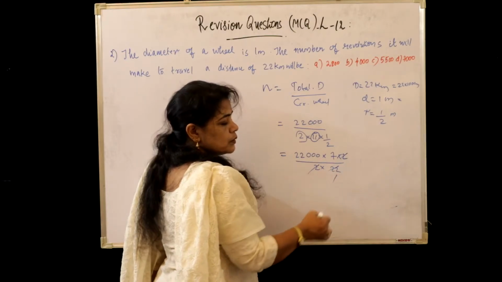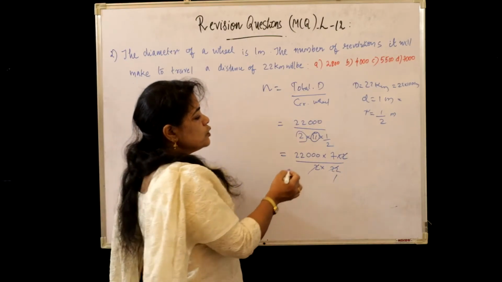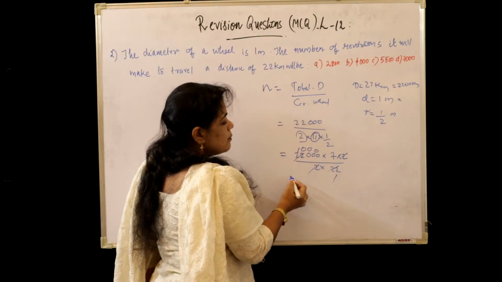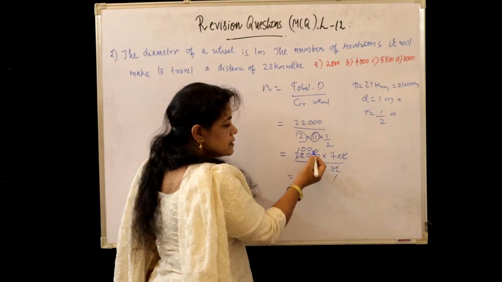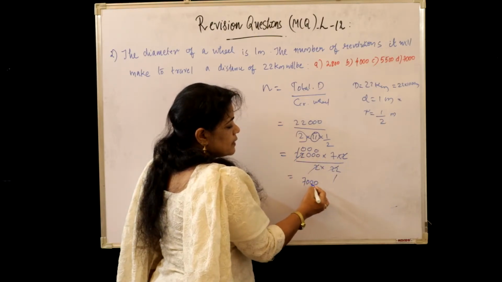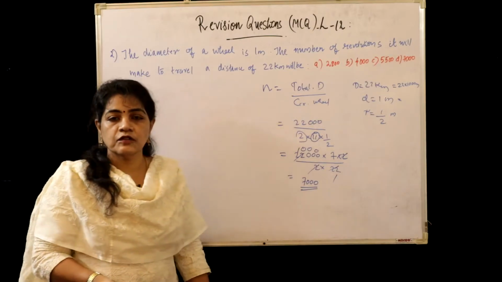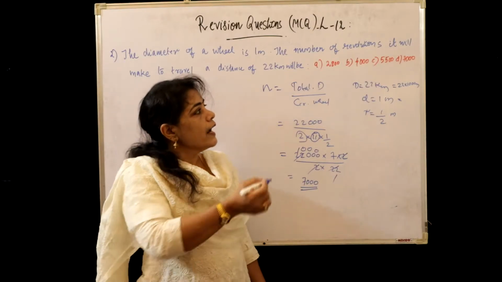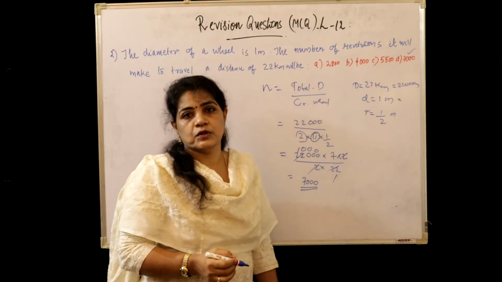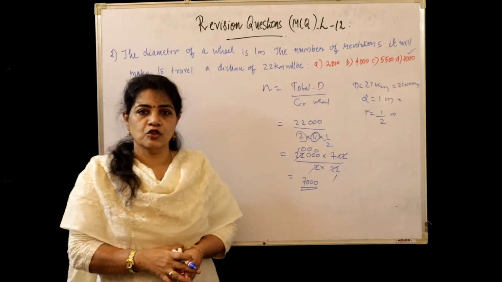Here 22 one time, and 22 and 22, 1, and 3 zeros. The number remaining in the numerator is 1000 into 7, that is 7000. 7,000 revolutions after covering 22 kilometers. See the options, 7,000 you can see in the fourth option. So D is the correct option.